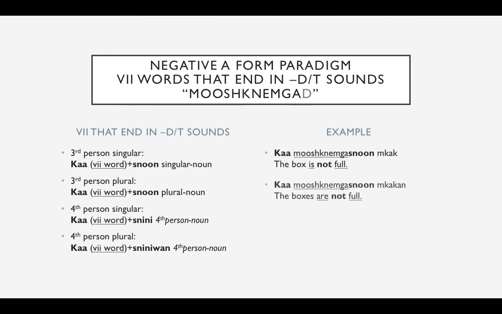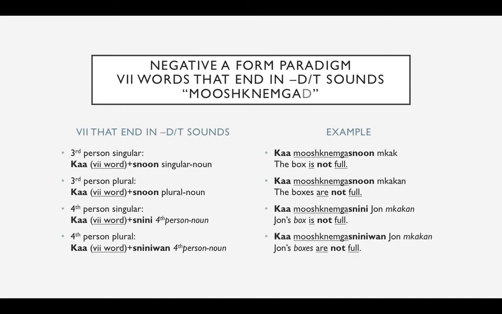So here's our example. We're using moshnem gud. So our first example is third person singular. Ka moshnem ga snon mkak. And that means the box is not full. So notice how moshnem gud, we drop that D or T sound at the end and replace it with snon. So that's prevalent among all our examples.